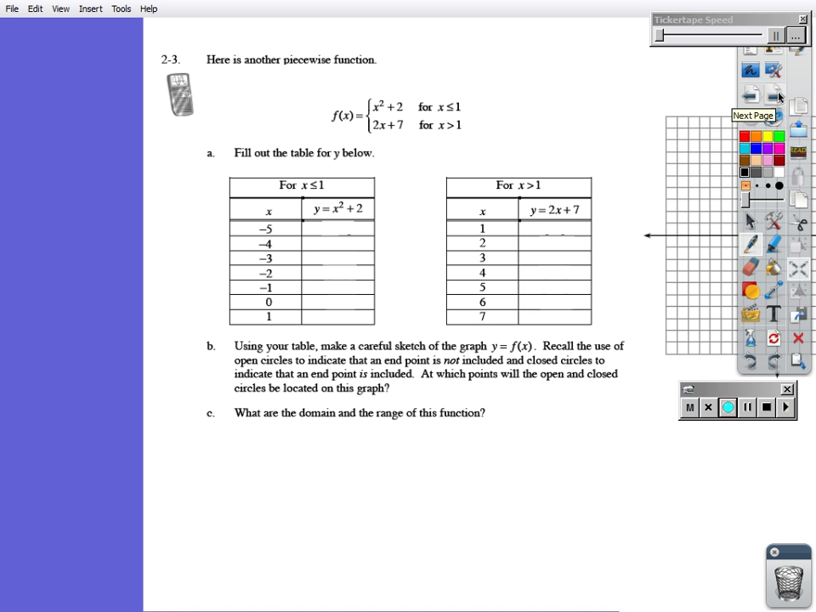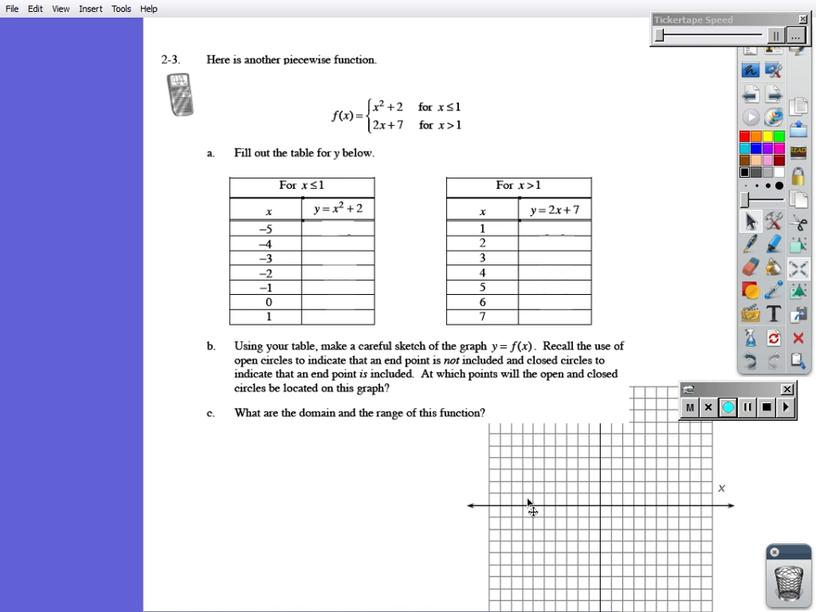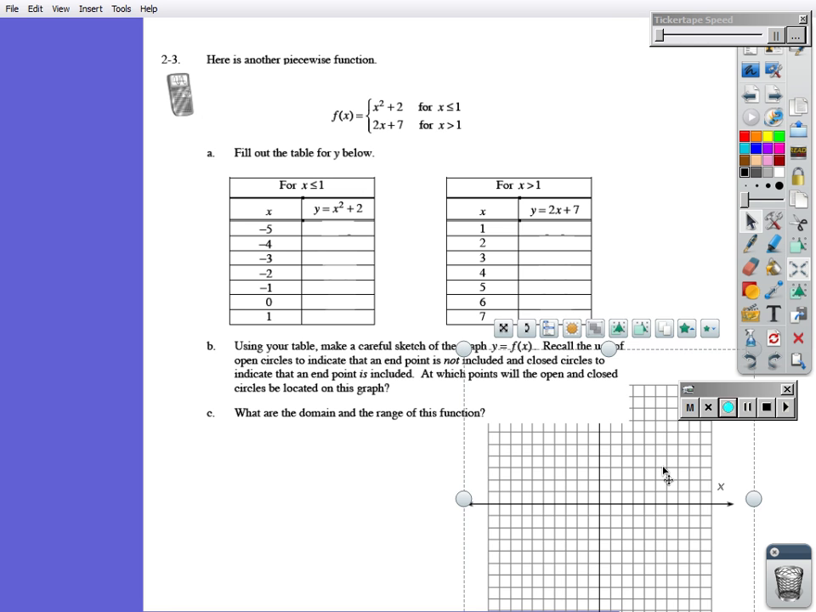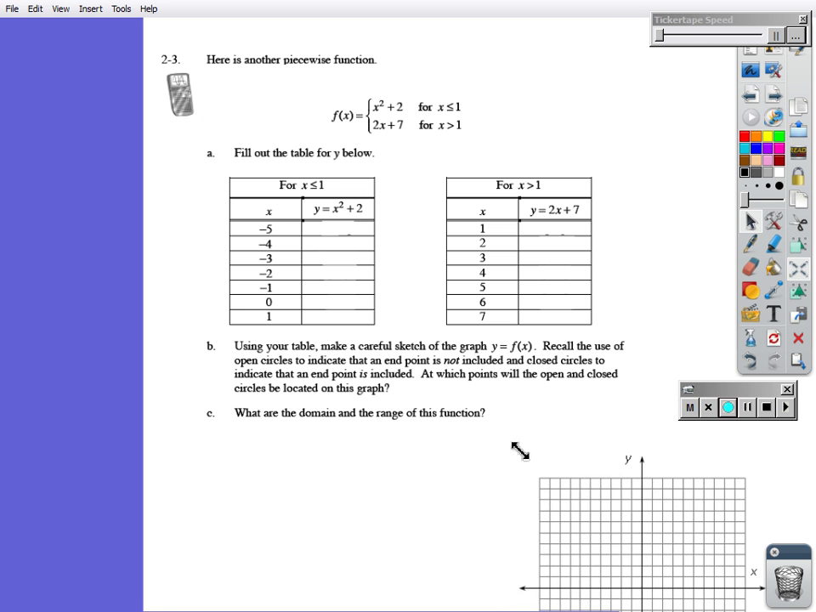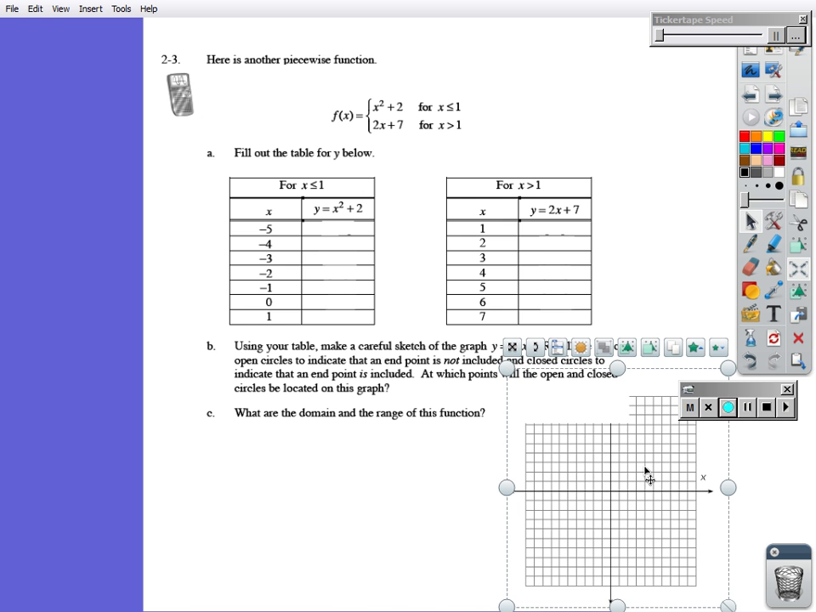Here's another piecewise function. Another way to graph piecewise functions would be to use a table of values, which is still something that should be within our realm of possibility, especially for someone who maybe still struggles with some of those graphing shortcuts.